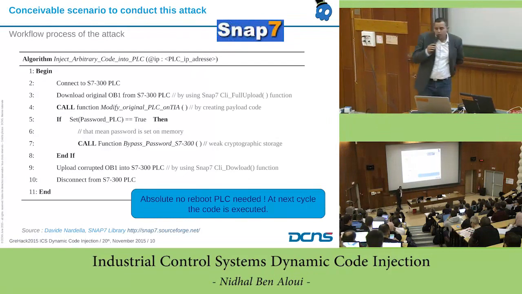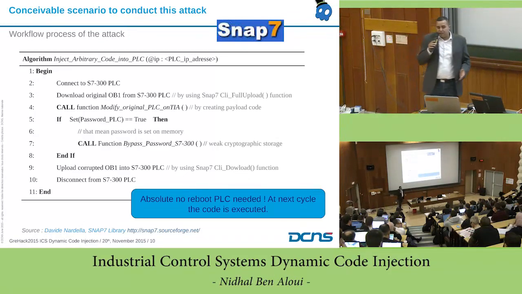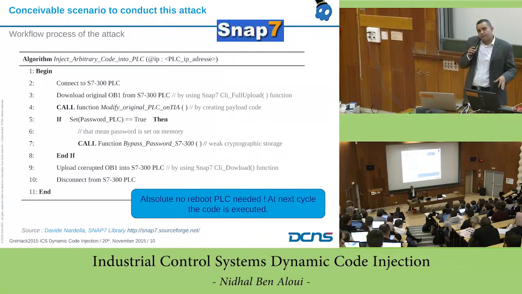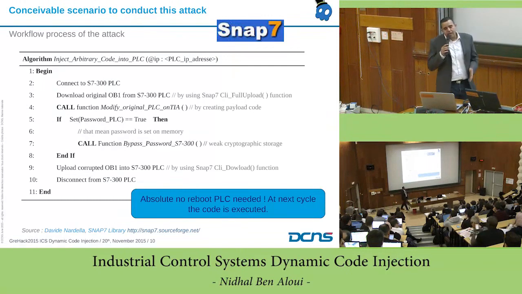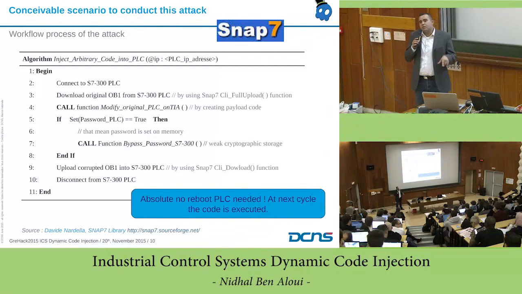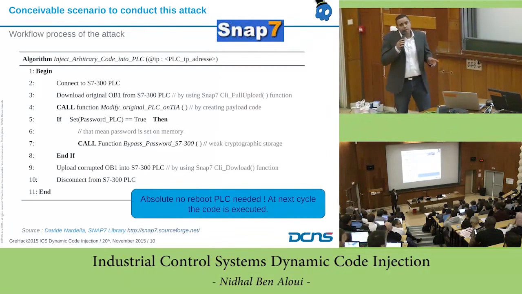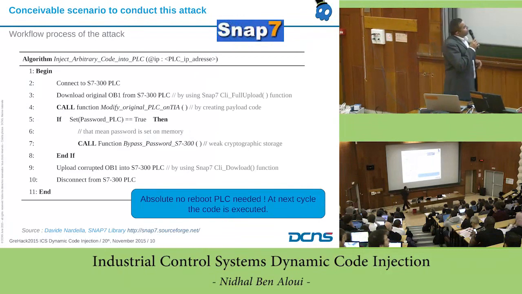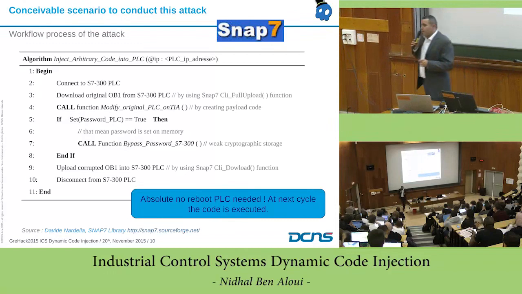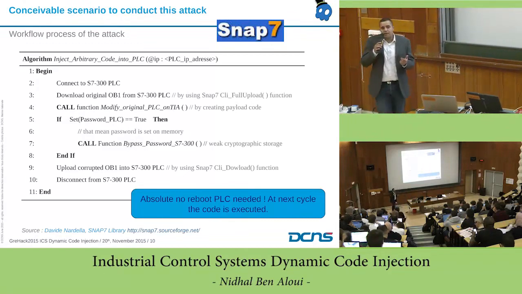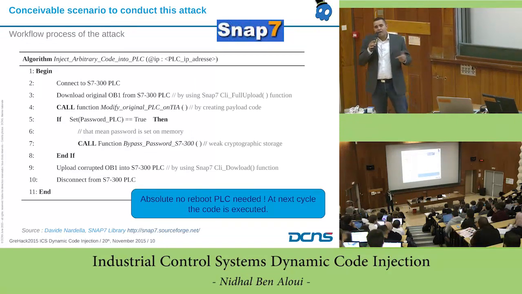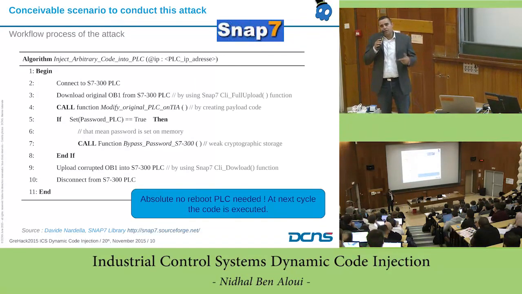We don't have any problem, because we generated the corrupted OB1 on the laptop, and the Siemens TIA Portal computes the new CRC and puts it on the packet, so we don't have a problem injecting it. At the end of the action, we disconnect from the Siemens PLC. You should understand that the PLC doesn't need to reboot or stop the program to read the OB1. At each cycle, if there is a new OB1, it executes it.